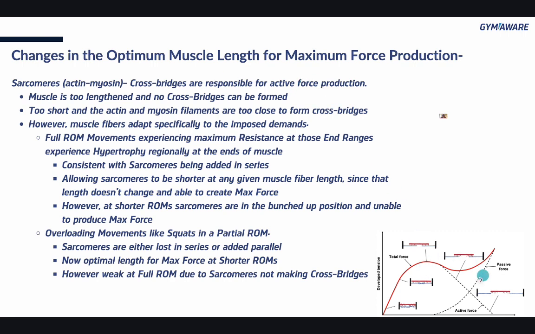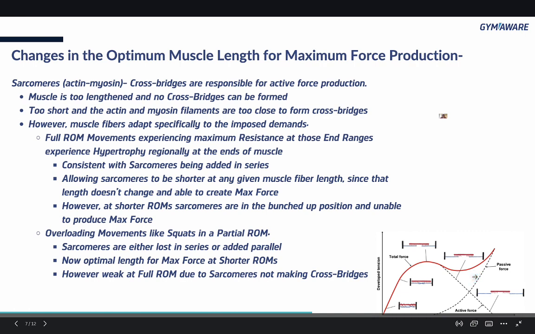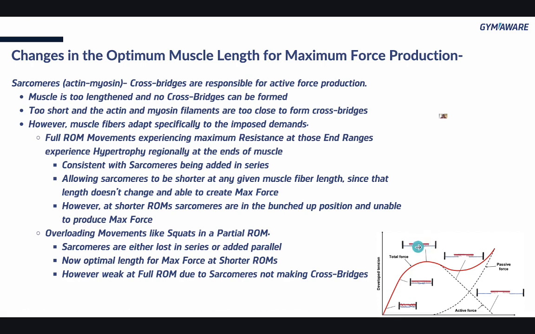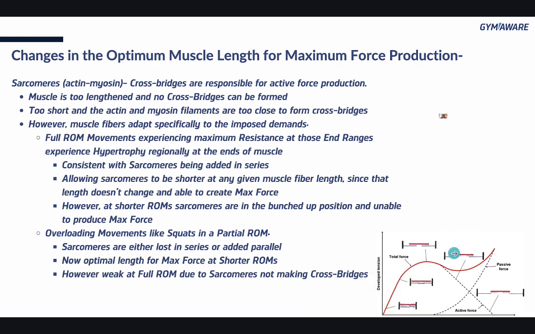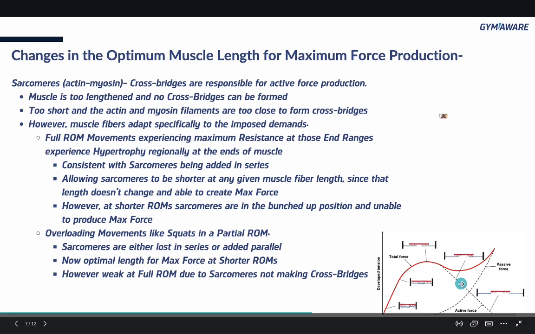If you look at this little chart down here, which we've talked about quite a bit in this series, here is where the force production is maximized for a sarcomere. It's kind of right in the middle. So the maximum amount of cross bridges are formed, and as it shortens, there's less cross bridges that can be formed. Here, they're just bunched up, so nothing else can happen. As the muscle gets lengthened, fewer of these cross bridges are possible.